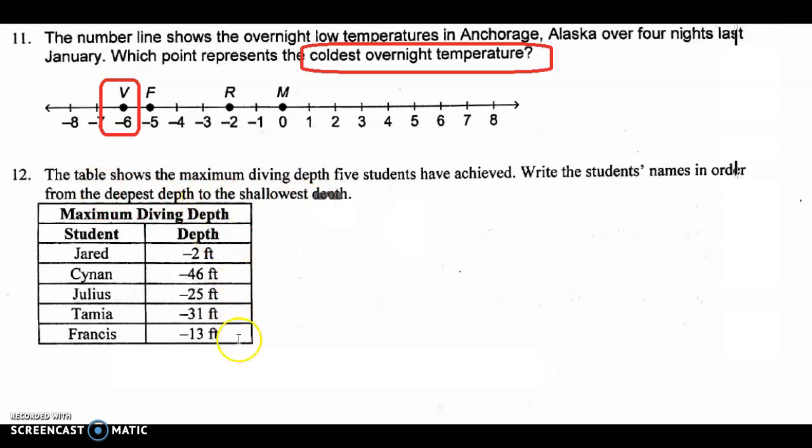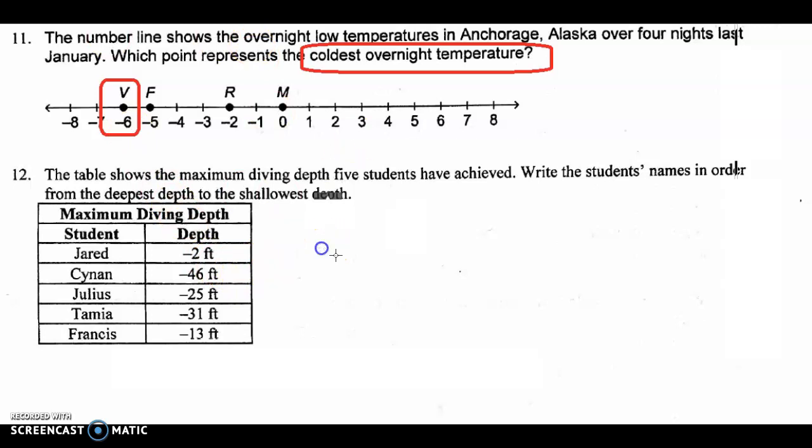So who's our deepest? That would be our biggest negative number. And that's going to be this name right here. Sinan or Sinan? I'm not sure how to say that. Apologize for any Sinans out there. That's going to be our first one, right?